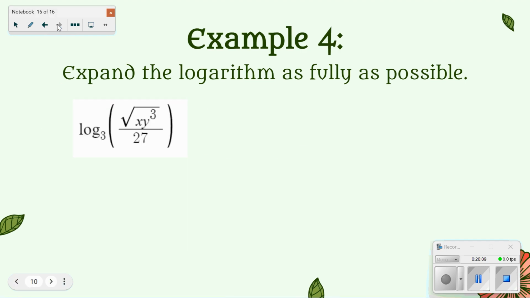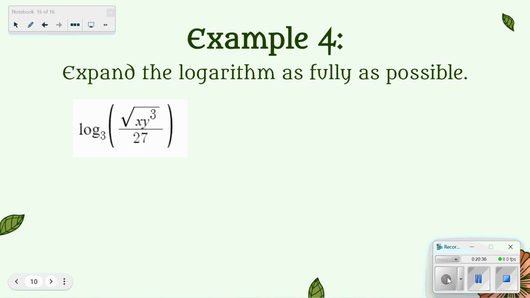Okay, so let's look at example 4. Give you guys a second to jot this down. I would say this is probably a quiz-level problem that you'll see, not next week, but the week after. So we're going to expand the log as fully as possible. We have log base 3 of the square root of xy cubed over 27.